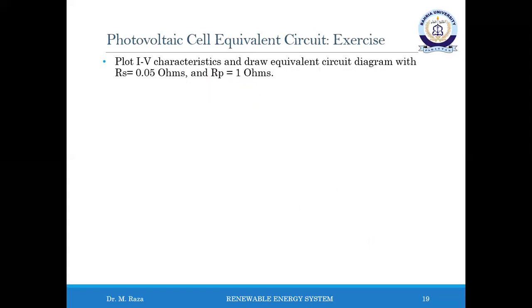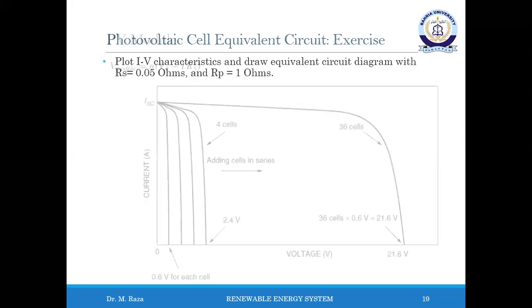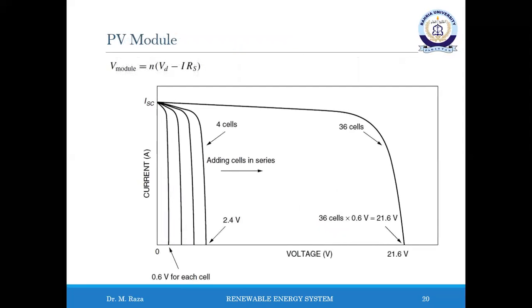To understand the equivalent circuit of a PV cell, plot the I-V characteristic and draw the equivalent circuit diagram with Rs equal to 0.05 ohm and Rp equal to 1 ohm. Since an individual cell produces only about 0.5 volts, it is a rare application for which just a single cell is of any use.